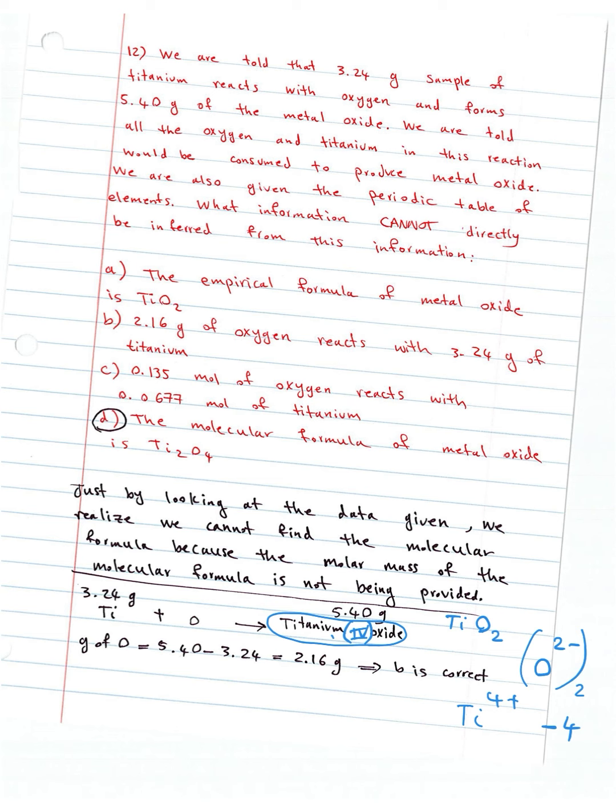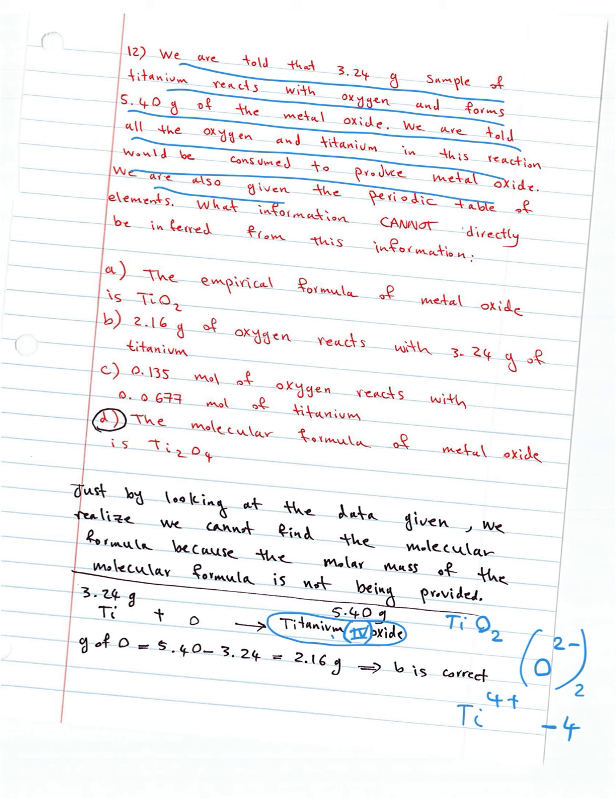So just without even reading the problem, you should read the problem, but when you go through the problem, you see that you are not being given the molar mass of the compound. You were told that this much of titanium reacts with oxygen and gives you this much of metal oxide.